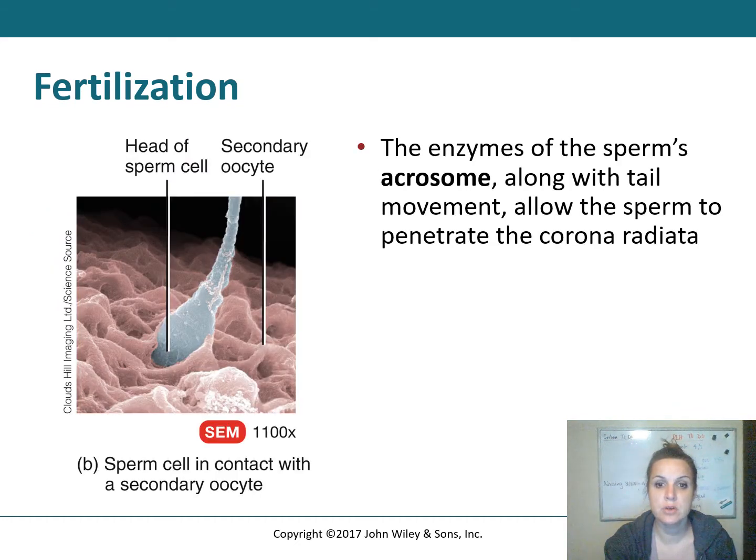The sperm, in order to do this, have a specialized set of enzymes on their acrosome. And recall what sperm look like. Basically, the acrosome is the head region of the sperm, and then the tail movement allows them to push forward. And this allows them to penetrate through the cell wall of the corona radiata.